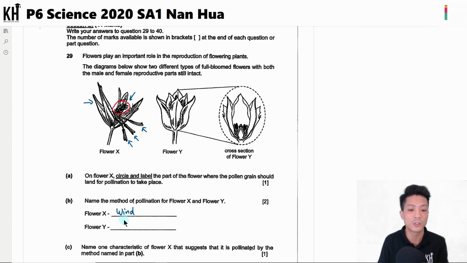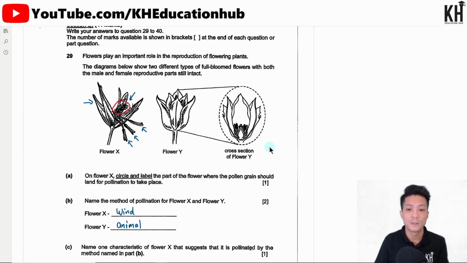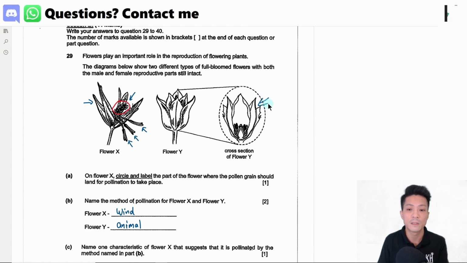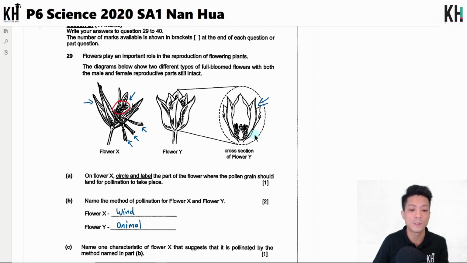For flower Y, it should be animal pollinated, or pollinated by insect. Usually flowers that are pollinated by animals will have large and colorful petals. They might have a sweet smelling nectar. The anther and the stigma are usually enclosed inside the flower, so that the animal will have to move into the flower itself.